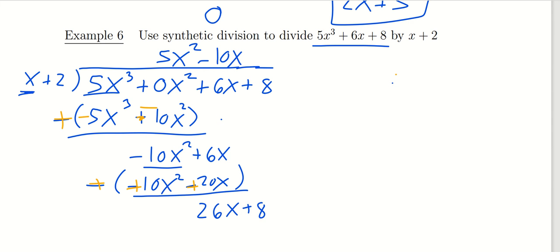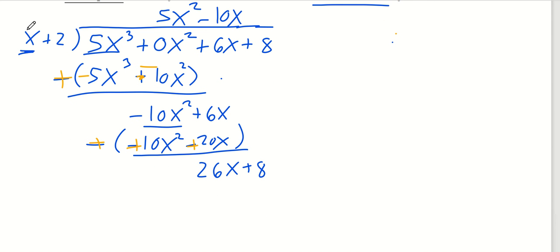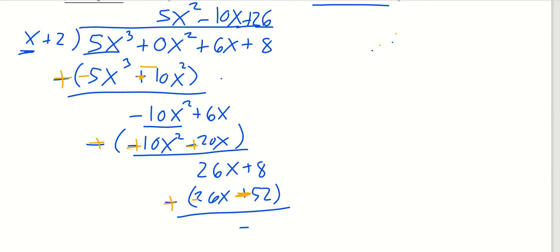Bring down the next term of plus 8, and we repeat. What do we need to multiply by x to get 26x? Well, that's going to be a positive 26. 26 times x is 26x. 26 times 2 is 52. We now go ahead and subtract. To subtract, change it to addition of the opposite. 26x and negative 26x cancel. A positive 8 and a negative 52 should give us a negative 44. And that's going to be our remainder.